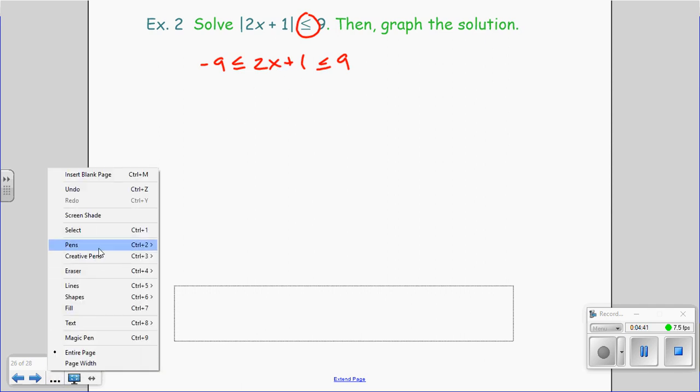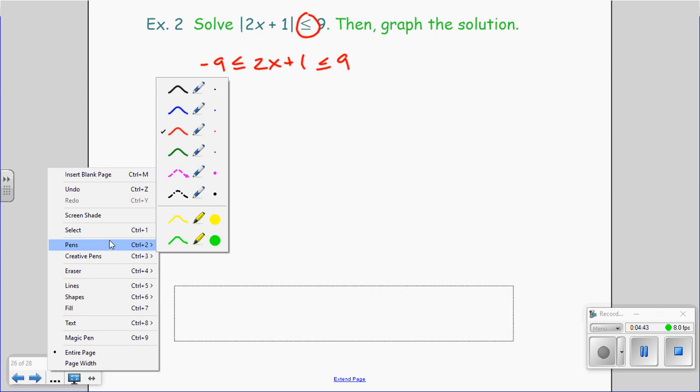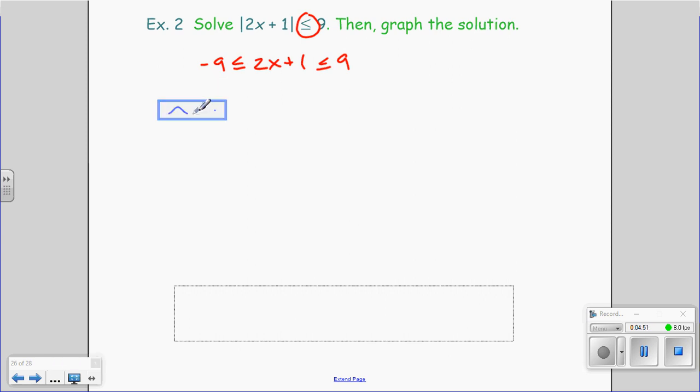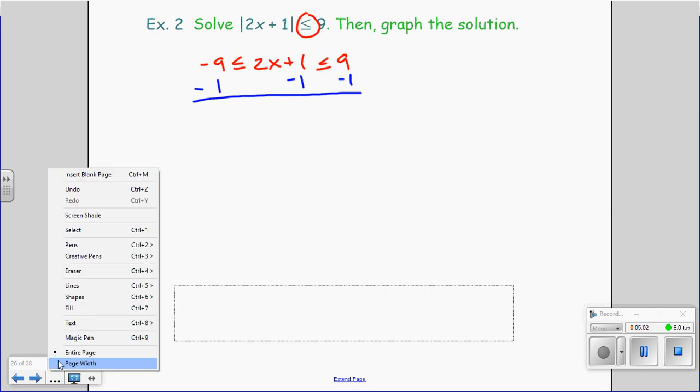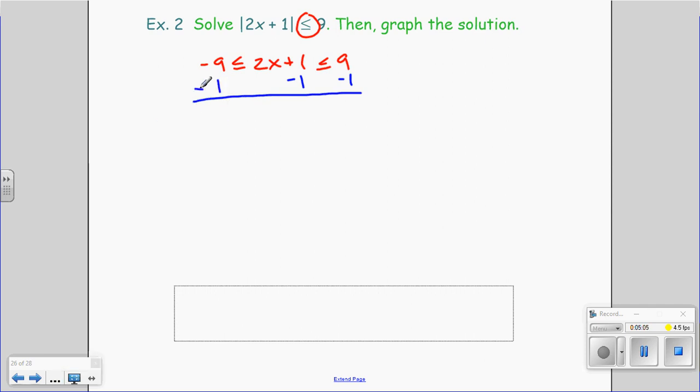Now the objective is to get x by itself in the middle, like we've done in the past, but now we've got 3 sides to manipulate. So we're going to subtract 1 from the middle to remove the 1, but then that means we subtract 1 from negative 9 and positive 9 as well. So negative 9 minus 1 is negative 10. You're left with 2x in the middle. And then 9 minus 1 is positive 8.